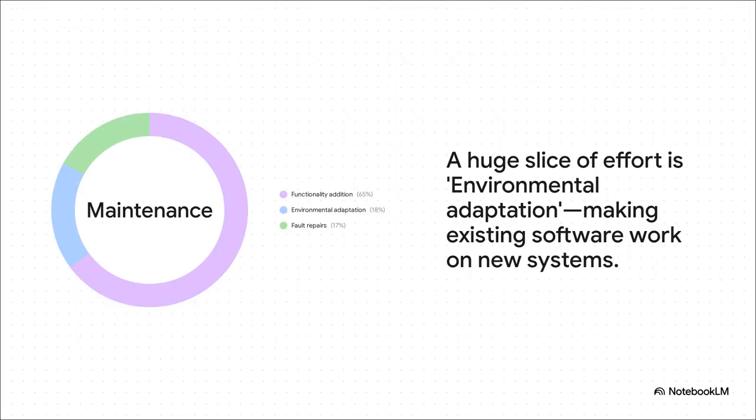Okay, check this out. This chart shows where all our effort goes after a product is already out there. And look at that huge slice, environmental adaptation, almost 20%. That is literally just the time and money we spend making old software work on new hardware, like the laptop you just bought. When software isn't portable, that slice of the pie just gets bigger and bigger, and it eats up resources we could be using to actually build cool new features.